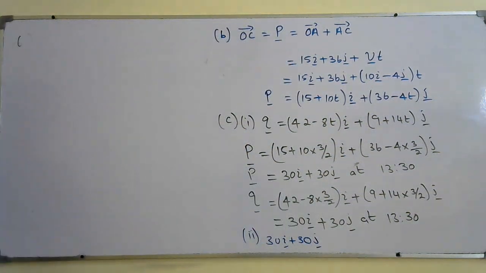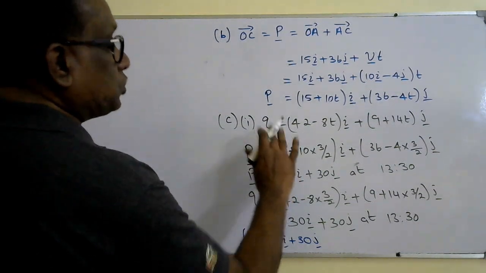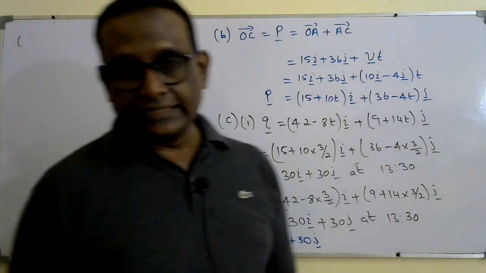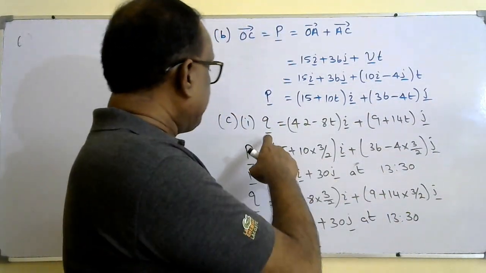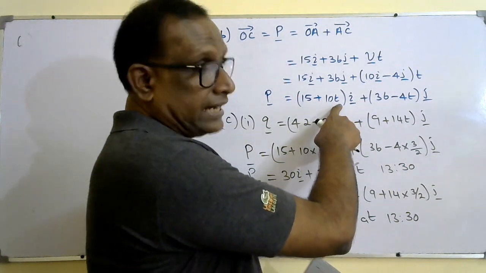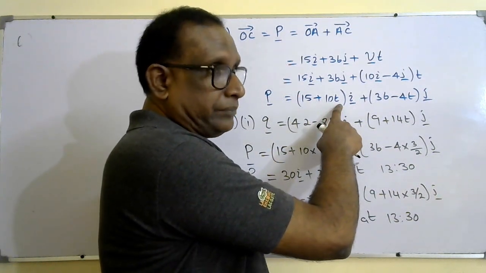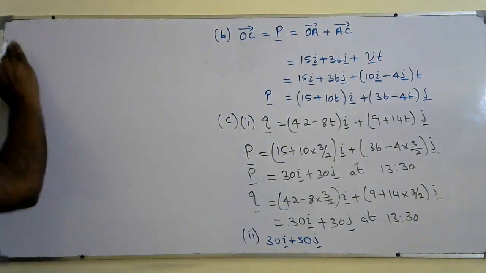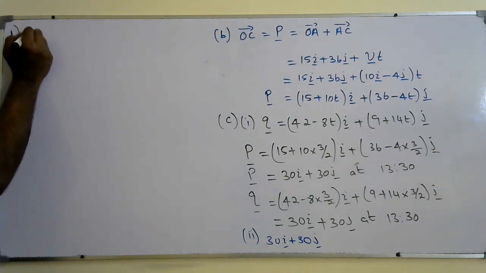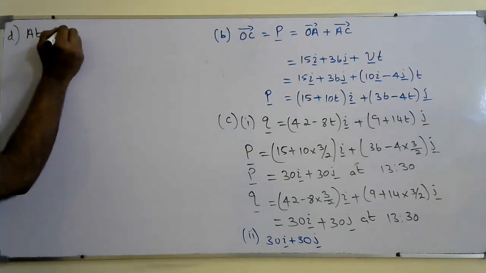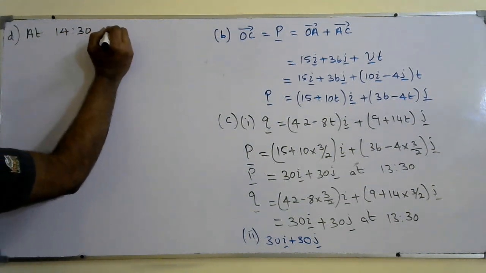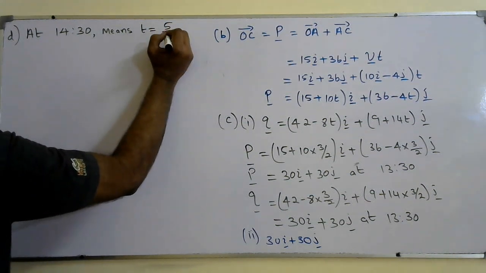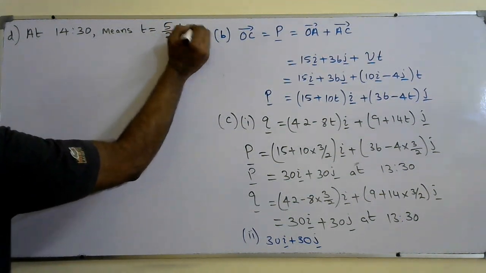So we'll do it like this. At 2:30 p.m., that is 14:30, T starts from 12 o'clock. So the time taken by P, 2:30 means 2.5 hours. That is D part. At 14:30, the time duration is 2.5, that is 5/2 hours.